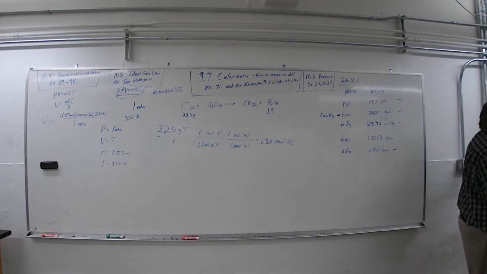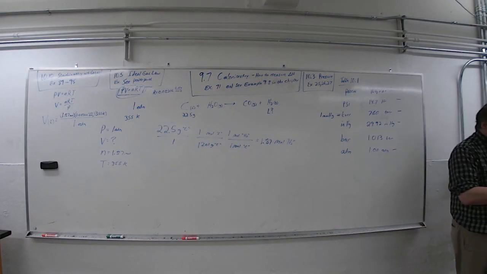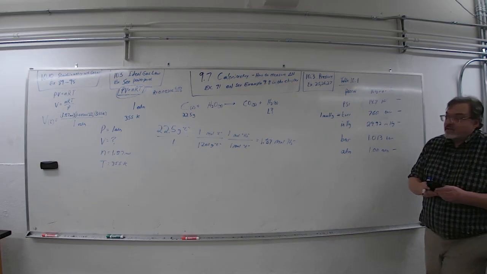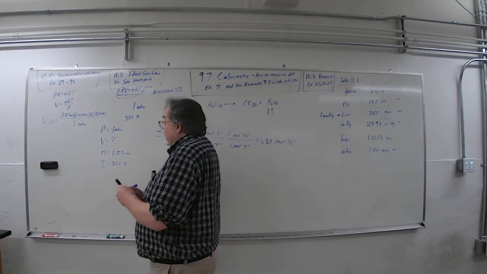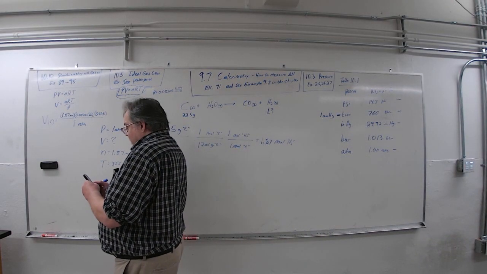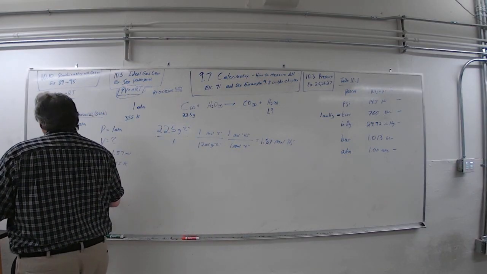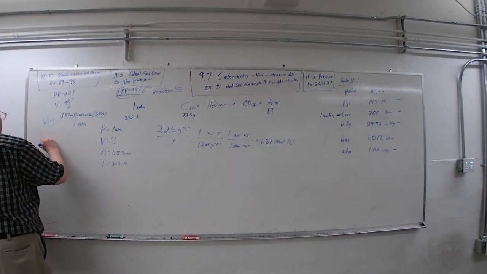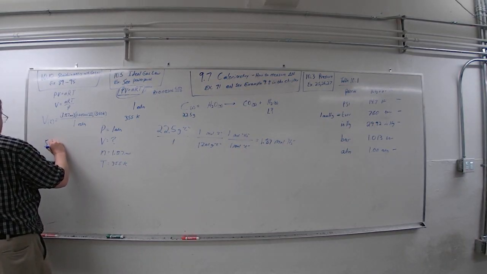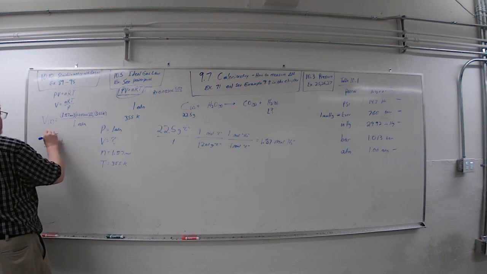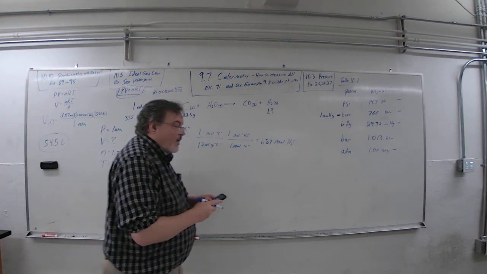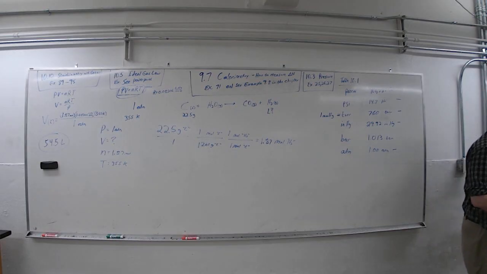I guess I'll calculate it and check my answer. 1.87 times 0.08206 times 355 divided by 1. So I'm getting 54.5 liters. I just solved one of the even ones, so I can look that up. Number 89, chapter 10.